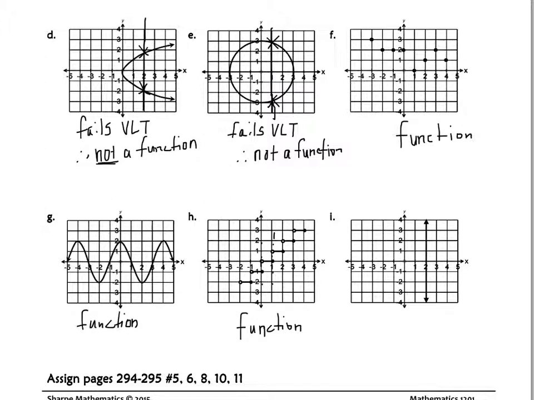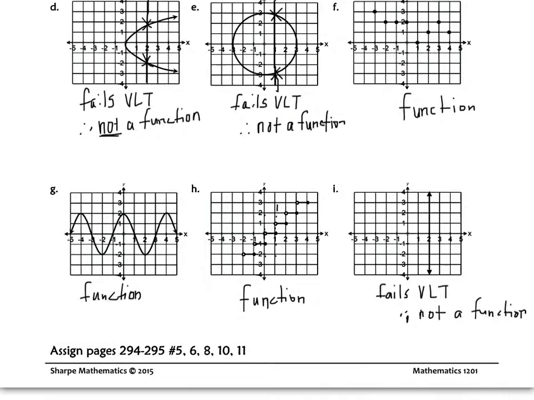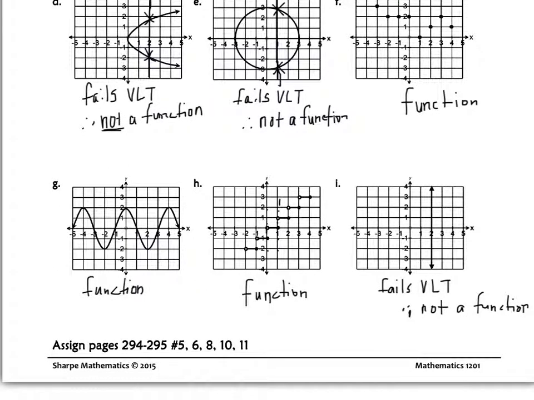And this one is a vertical line itself in which every single point has the same x-coordinate of 2 in this case, so therefore it definitely fails the vertical line test, therefore not a function. Okay, now there's some questions here at the end on pages 294 and 295 of your text that you can try to see if you understand these concepts.